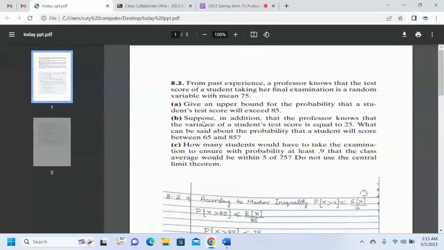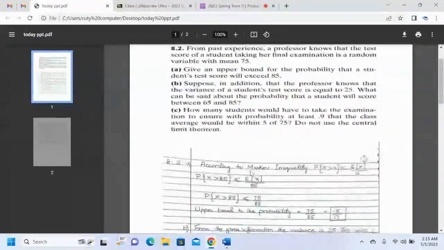For part B, suppose in addition that the professor knows that the variance of a student's test score is equal to 25. What can be said about the probability that a student will score between 65 and 85? And for part C, how many students would have to take the examination to ensure with probability at least 0.9 that the class average would be within 5 of 75? Do not use the central limit theorem.